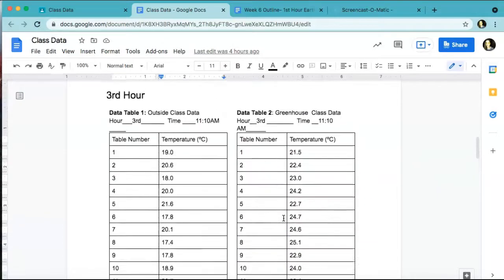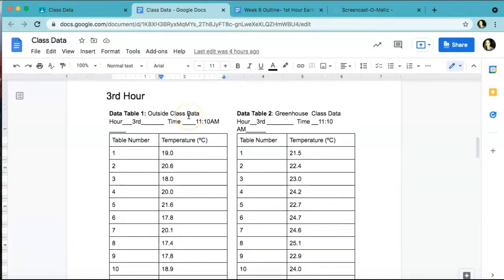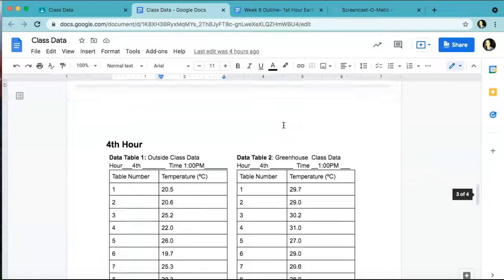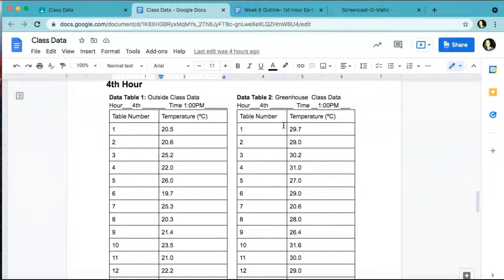So look at that time. I can even put the time right there. The time's going to be about 11:10 a.m. for third hour. And then calculate that outside data and the greenhouse. And then here's your fourth hour data, which was 1 p.m. So we'll say 1 o'clock p.m. All right, calculate that data and put it into this chart.